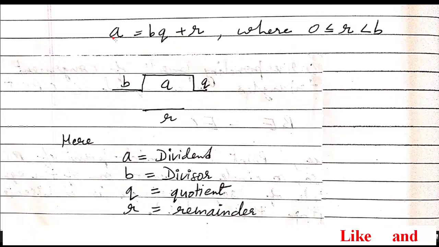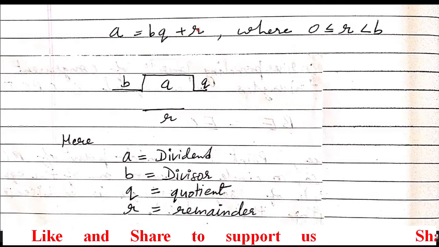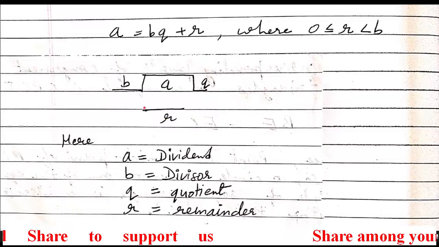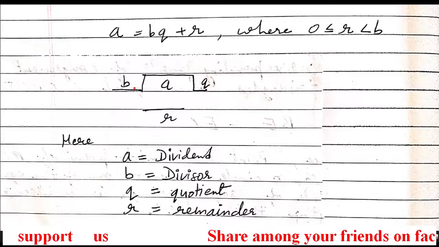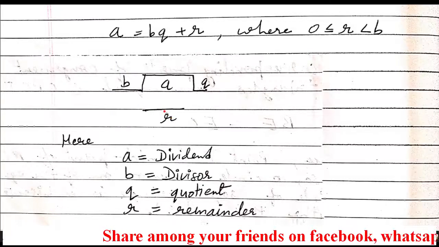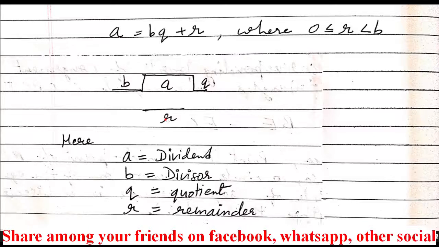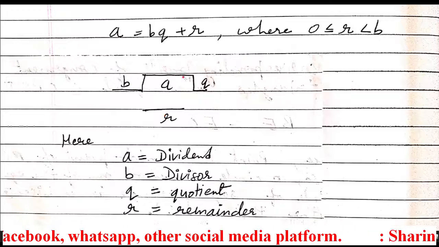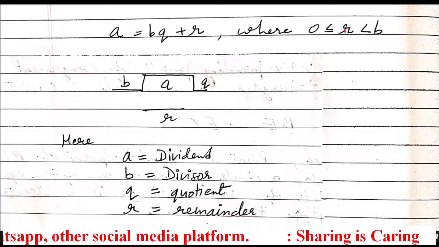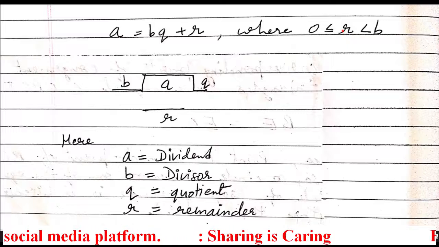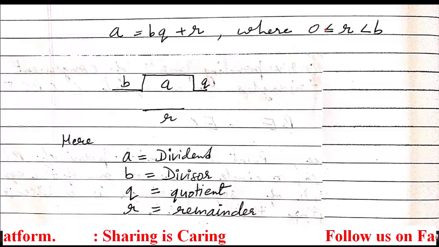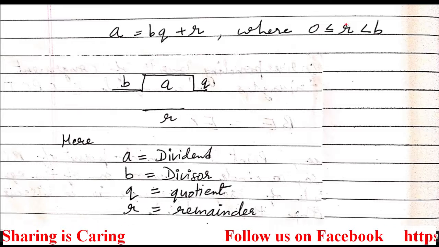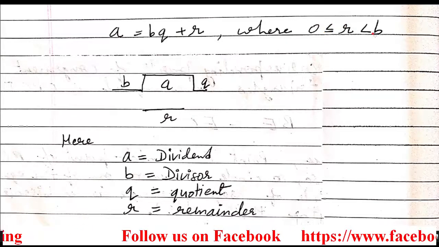What is the division rule? Dividend is equal to divisor multiplied by quotient plus remainder. And students, we all know that this remainder can't be more than this b. And one more thing, that it can't be negative also. It can be 0, 1, 2, 3, 4, but it cannot be more than b. So the restriction for r is that r is greater than or equal to 0 but less than b.